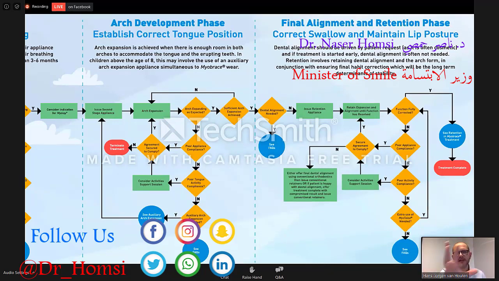So again, if everything is there, the arch is expanded, and the space for the tongue is there, and the tongue activity and the swallowing and everything is okay, you go to the final stage, continue all the steps again, and at the end, in total 18, max 24 months, the treatment is complete. Happy patient, happy doctor, and you can continue with the next patient.